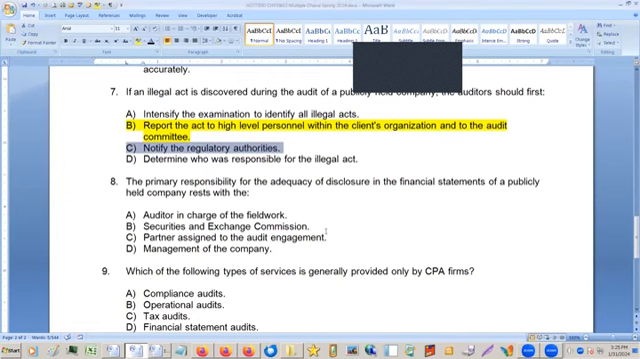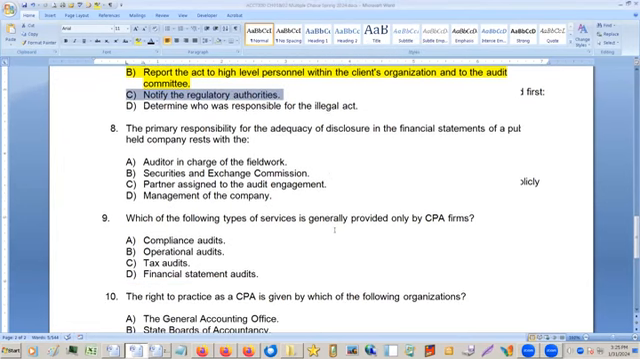Okay, let's see, B. Primary responsibility for the financial disclosures of the publicly held company rests with D, management. Management is responsible for the financial statements. Right.